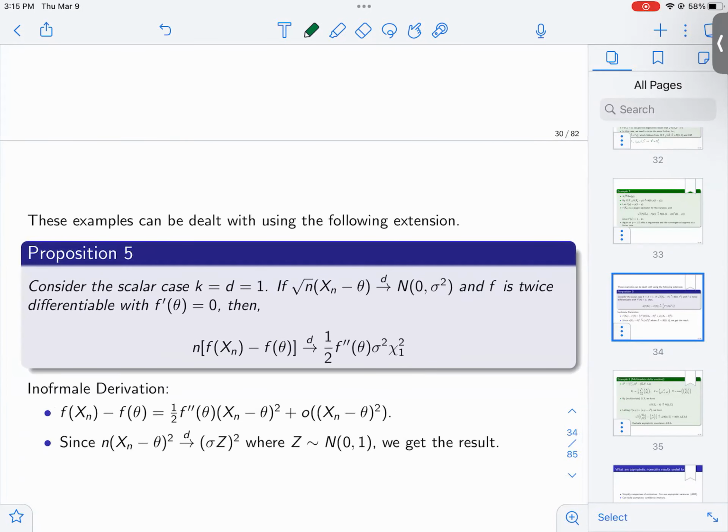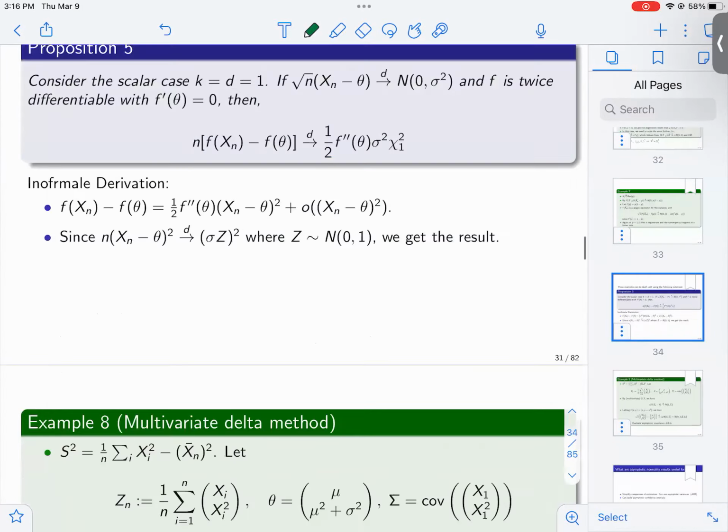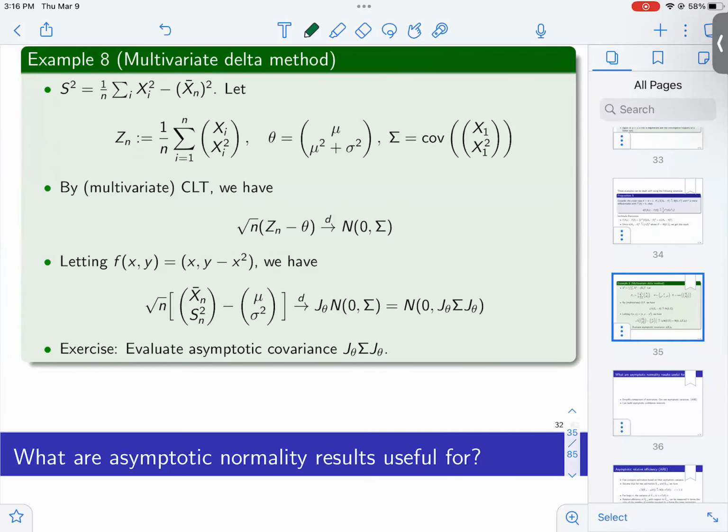If you have k equal to d equal to 1, and this converges to a normal with mean 0 and variance sigma squared, and the derivative is 0, then you do the second order Taylor expansion and you prove something like this: n times (f(X bar n) minus f(theta)) converges in distribution to a chi squared type limit. This informal derivation is something like this; you can figure it out for yourself. And we're almost done. There's another example with the Bernoulli that you can do. Maybe let me just mention this, and next time talk about asymptotic relative efficiency.